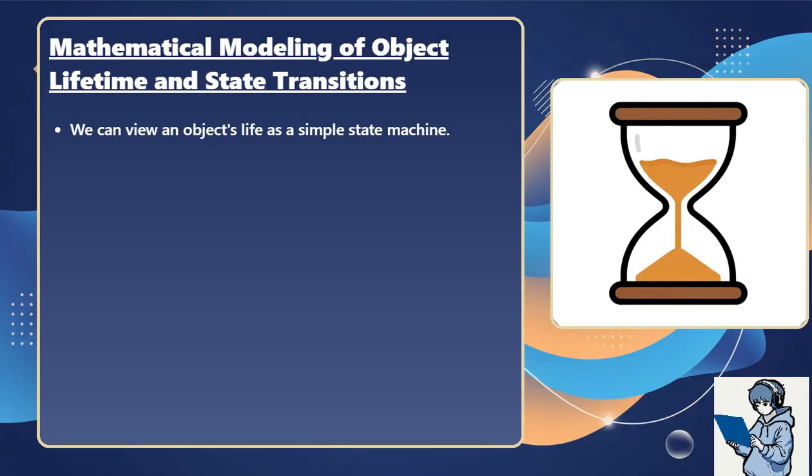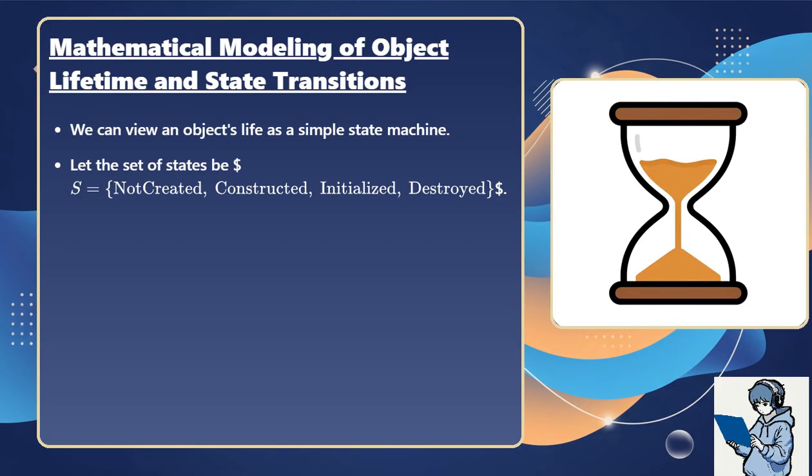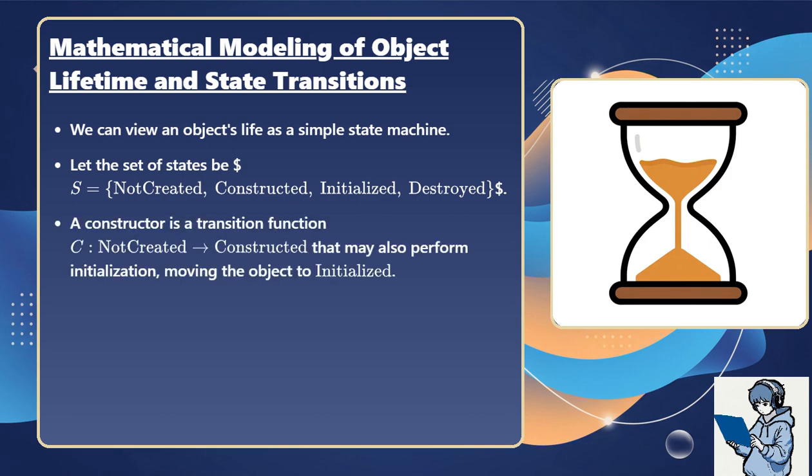We can view an object's life as a simple state machine. Let the set of states be S = {not created, constructed, initialized, destroyed}. A constructor is a transition function C: not created → constructed that may also perform initialization, moving the object to initialized. A destructor is another transition D: constructed → destroyed.